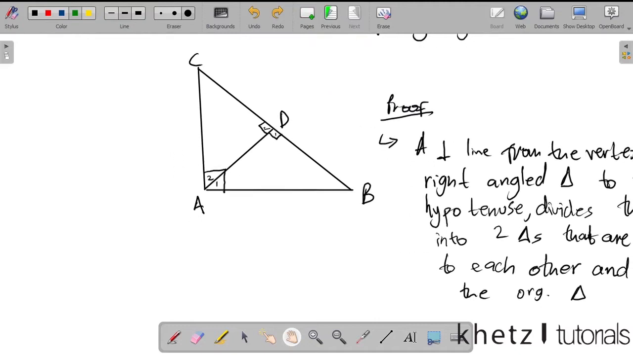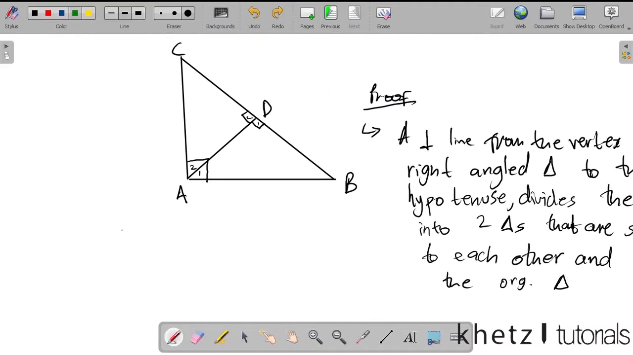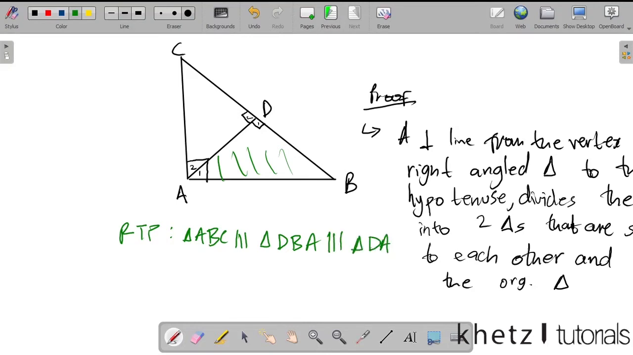So required to prove that triangle ABC is similar to triangle DBA, which is this one over here, and all of that is also similar to triangle DAC, which is basically this one over here, DAC. So that is what we want to prove here, right? So let's go ahead and prove that.